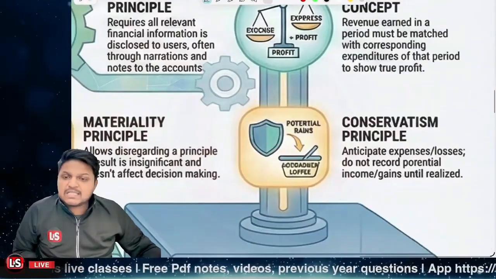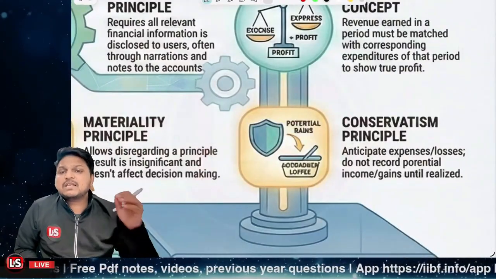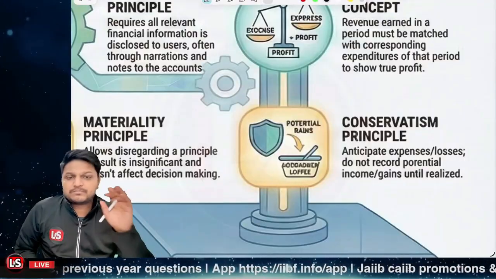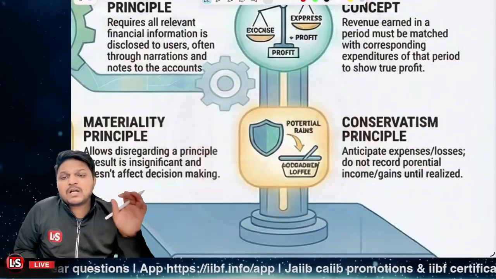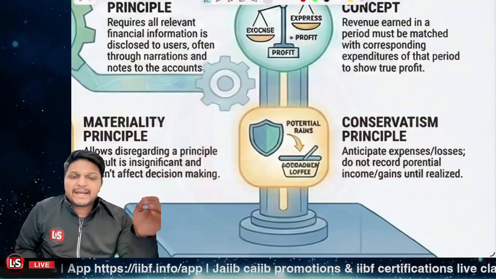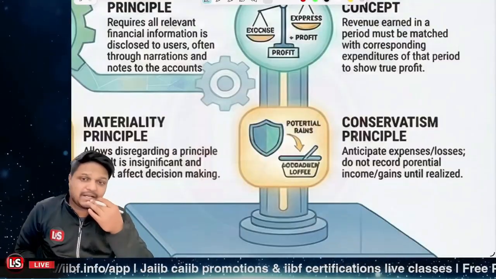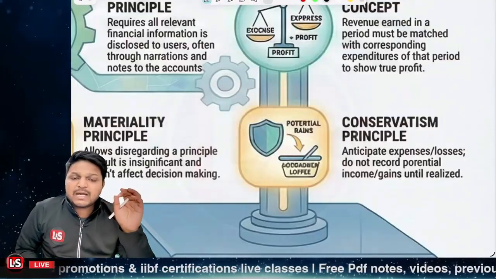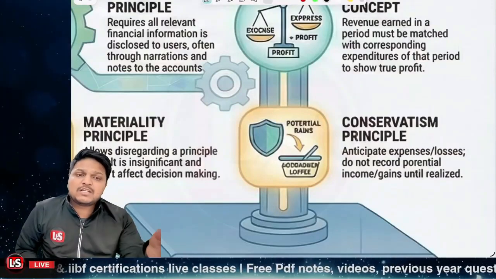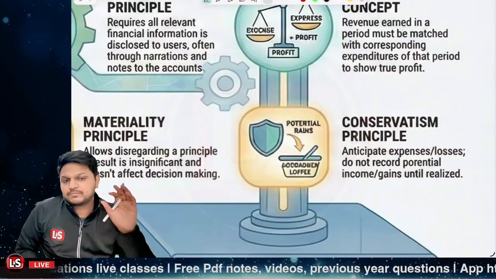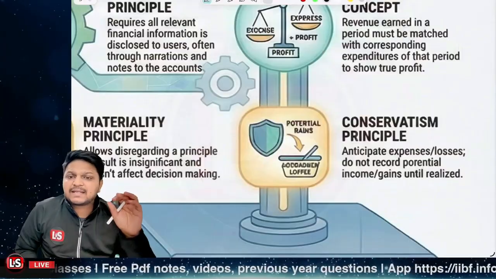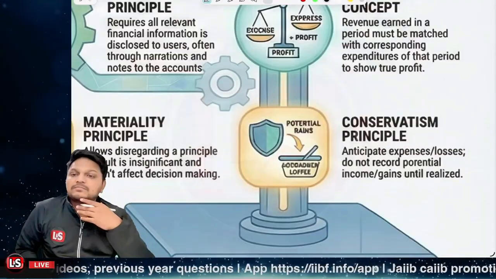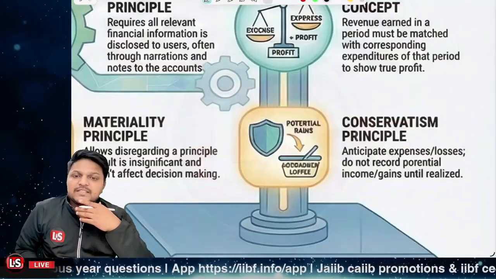Further, it's conservatism. Conservatism says what? That whatsoever anticipated expenses or losses there are, those are to be accounted for. So if you're going to have an anticipated loss or an anticipated expense, those should be taken into account. But if you're going to have an anticipated gain or potential income, that should not be considered, right? In that case, that should not be considered. That is to be taken care of. Is that clear? Is this particular point clear over here?